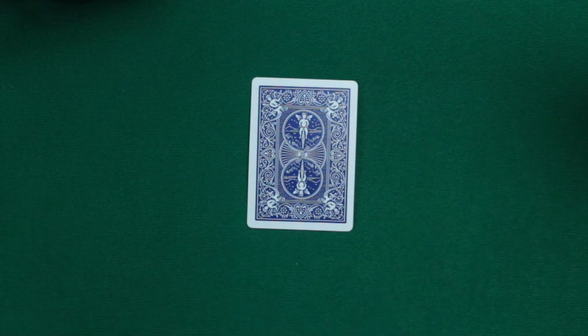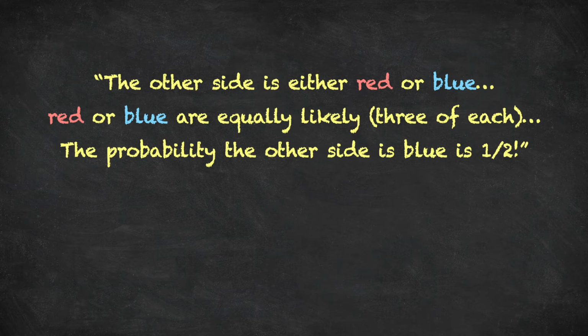So, what's the incorrect but obvious answer that many people say? The obvious but incorrect answer is reasoned as follows. You might think, well, the other side is either red or blue. And I know that when the problem was set up, there were 3 blue backs and 3 red backs distributed amongst the cards. And so red and blue are equally likely. So the probability that the other side is blue must be 1/2. There is some faulty logic in that, which I'll explain in a moment.